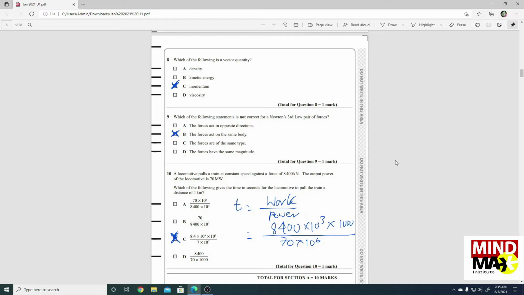We know that whenever Newton's third law pair forces act, if object A provides a force to object B, then object B provides a force to object A in the opposite direction. So actually the forces act on two different objects.